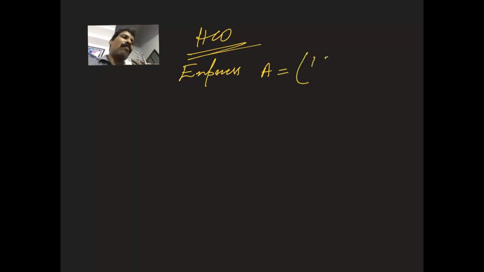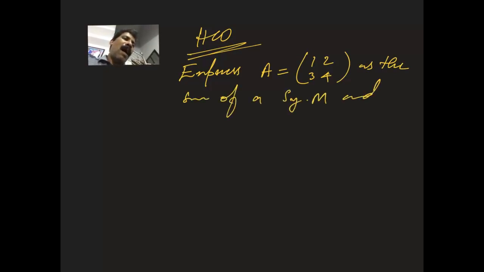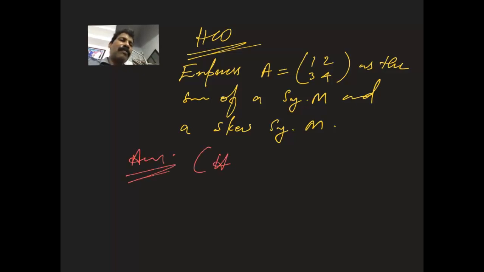One more homework for you, which is very simple. That is, express the square matrix capital A equal to, say, 1, 2, 3, 4 as the sum of a symmetric matrix and a skew symmetric matrix. Here the answer is very simple. I will give you the hint for that.